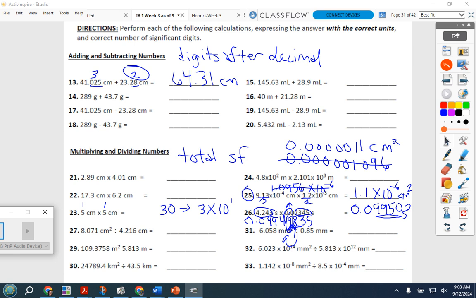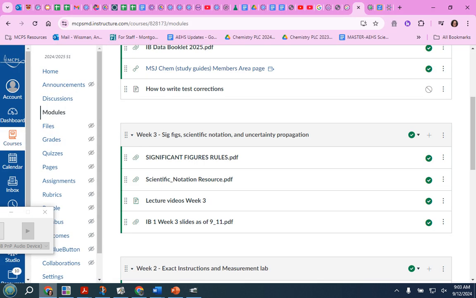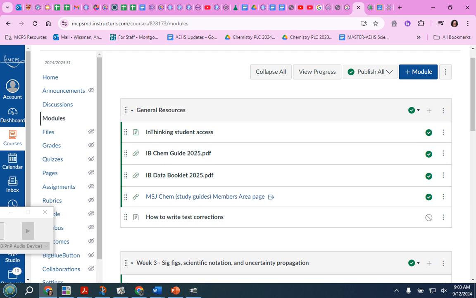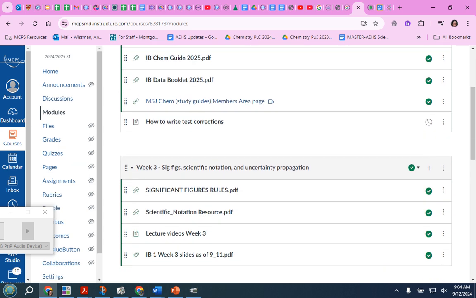So for those of you who were not here yesterday, I made a couple changes to the Canvas modules page. First of all, general resources: I included the new chemistry guide for the new curriculum and also the data booklet, which I will be having printed and will give you hard copies, but at least the PDFs are both there. Everything you wanted to know about IB Chem is in that guide. And we'll be referring back to all of these things from time to time.